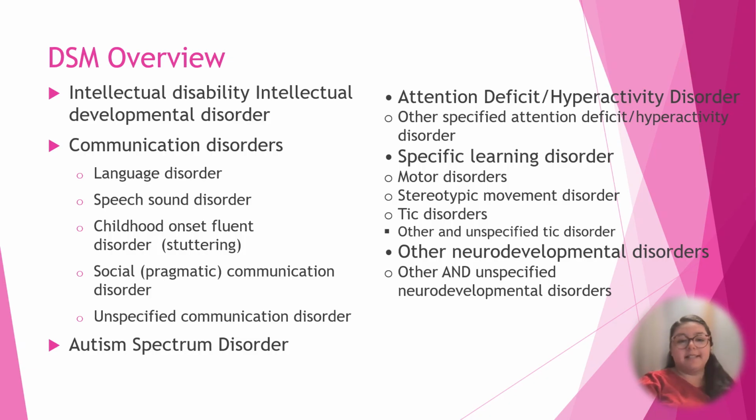Right here is the DSM overview. Here you have a lot of different diagnoses that are going to be a part of the neurodevelopmental chapter. So you have intellectual disability, intellectual developmental disorder, communication disorders, and these are all the different types that fall underneath this. The autism spectrum disorder, attention deficit hyperactivity disorder, and underneath that is other specified. Specific learning disorders, these are the different types. So other motor disorders, stereotypic movement disorder, tic disorder, and then other neurodevelopmental disorders.